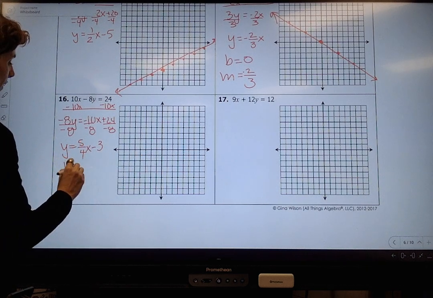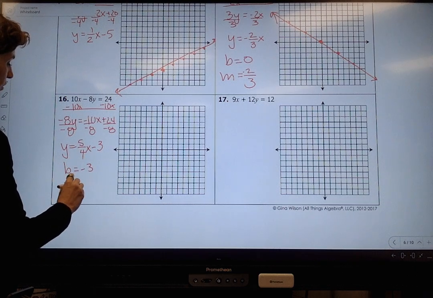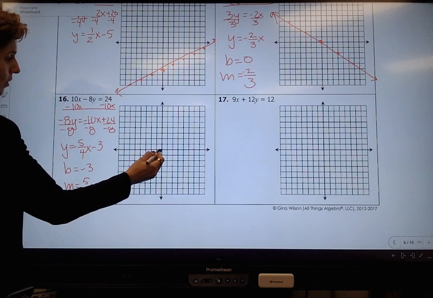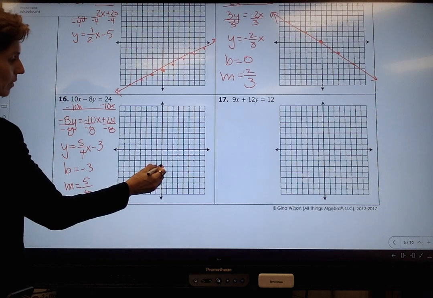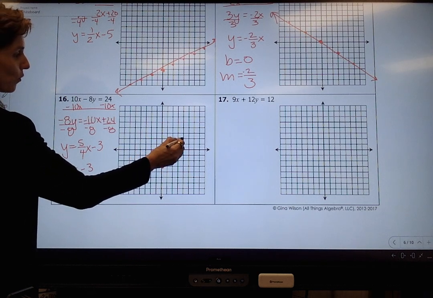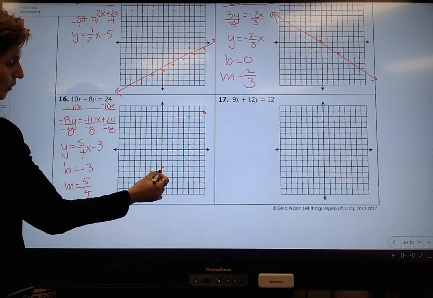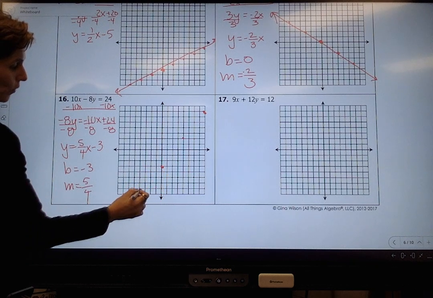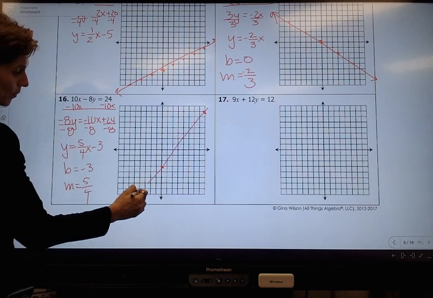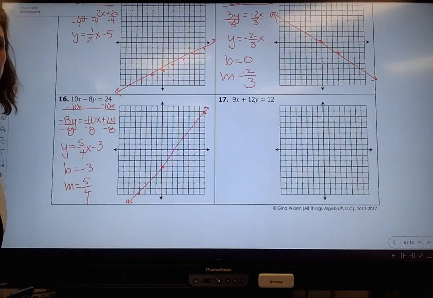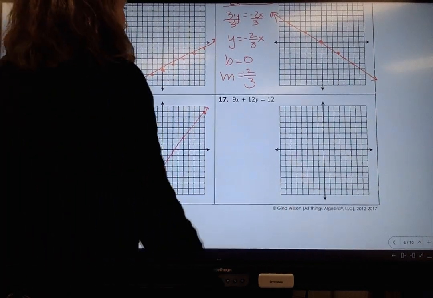So I begin at negative 3, and my slope is 5 over 4. So I begin graphing at negative 3. My slope is positive 5 over 4, positive 5 over 4. And I'm going to reverse it, down 5 over 4. That way I have as many points on the graph, arrows on both ends. All right, let's take a look at number 17.